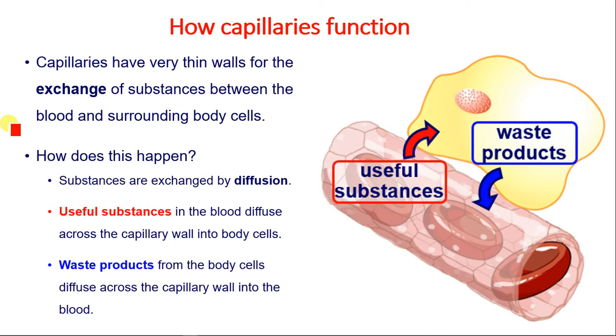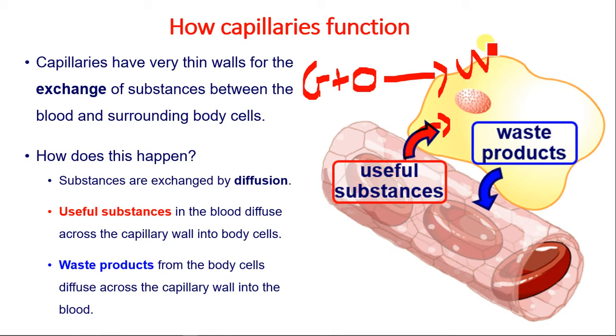Now, how do capillaries function? Remember we said it's one cell thick. So useful substances will diffuse from the capillaries into cells. In this case, let's take glucose (G) and oxygen (O), which will diffuse into the cells. Then the mitochondria in the cells will use this glucose and oxygen to respire. During respiration, they will form water (W) plus carbon dioxide (C).